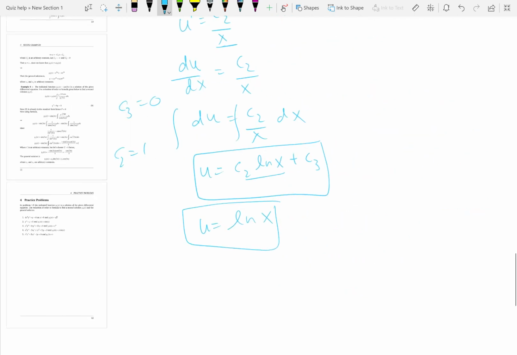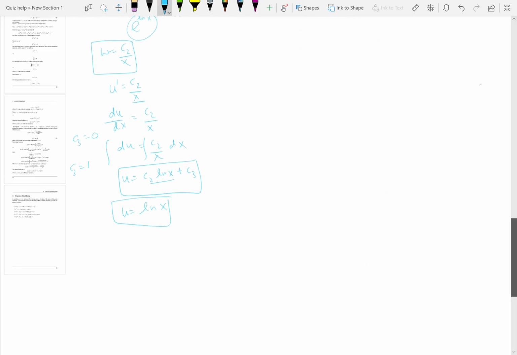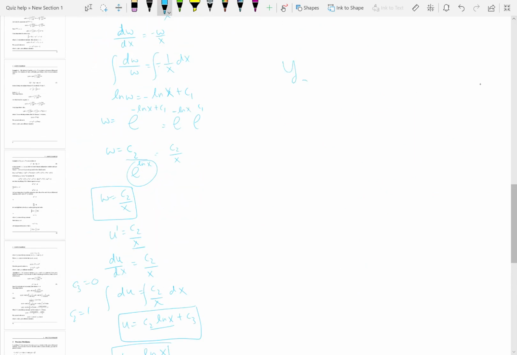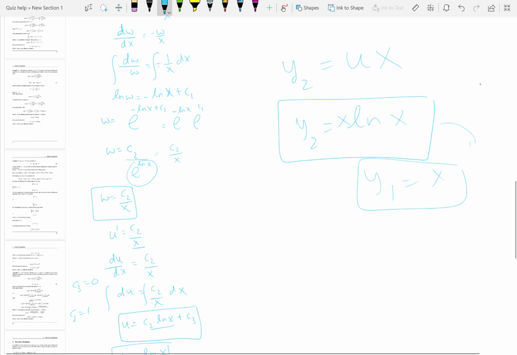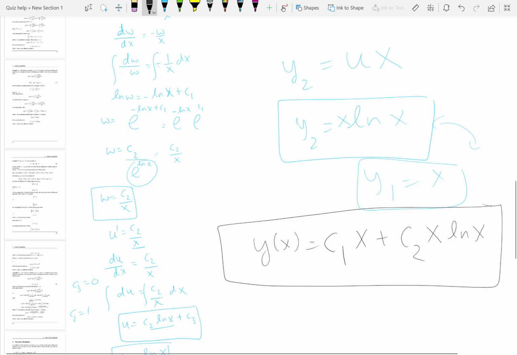All right, our whole goal was to find u, remember? And then we said y2 is u times the first solution, which is x. So what is y2? Natural log x times x. This is the second solution. The first solution was just x, and these two are linearly independent solutions. So we can write the general solution for the differential equation: an arbitrary constant times the first solution plus an arbitrary constant times the second solution. That is the final general solution.